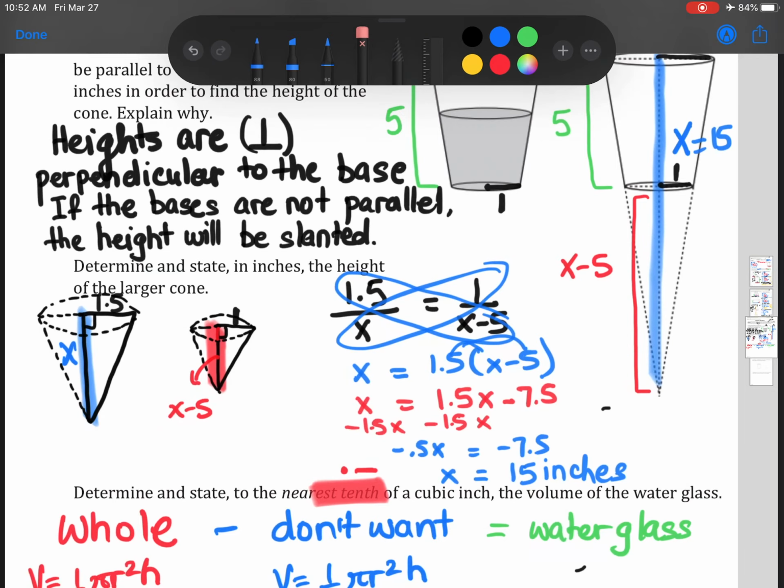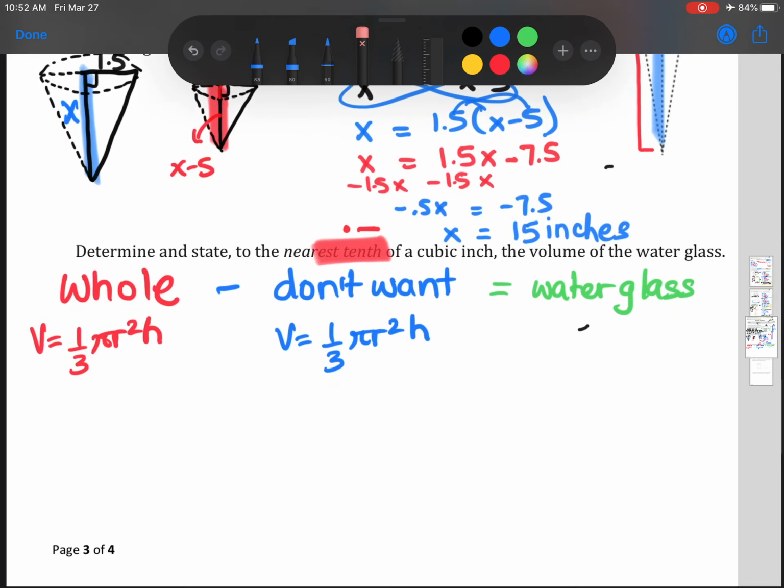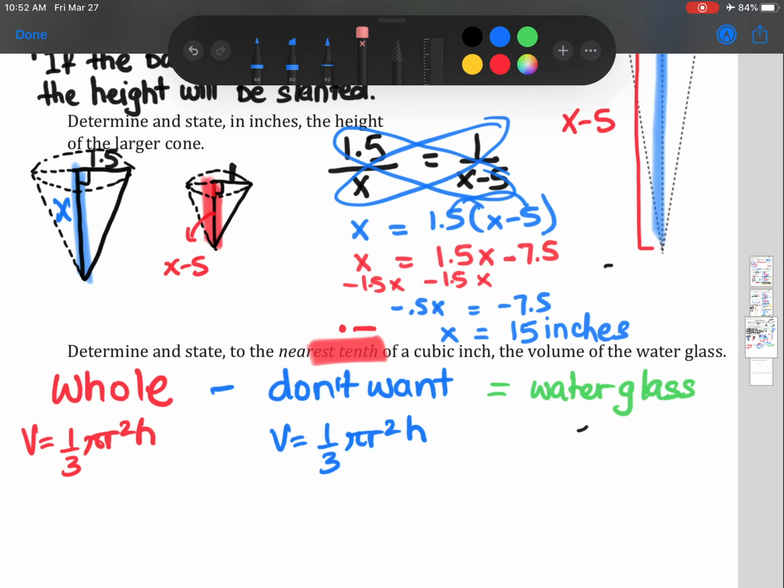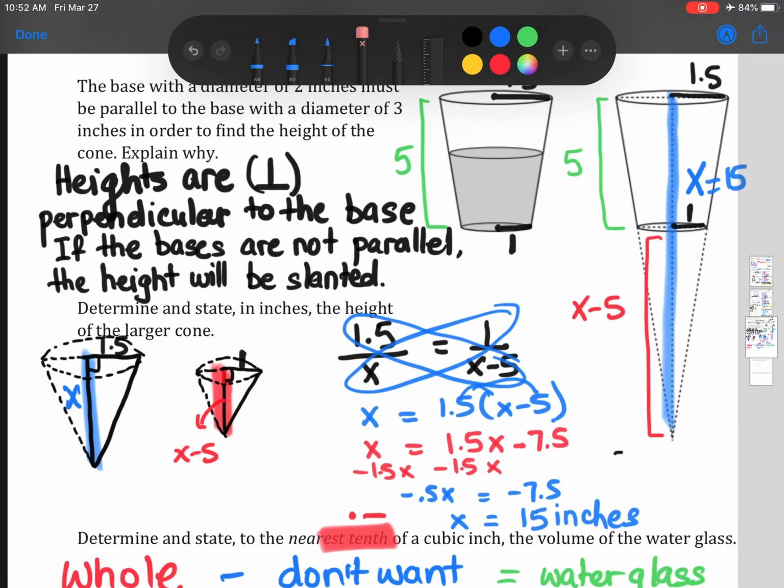Okay, so now the next part says what? Determine and state to the nearest tenth. Okay, the minute it says nearest tenth, that means rounding. 10 has how many zeros? 1, so you're going to round to 1 decimal place. I want you to start putting that. We've been doing that in class, so I want you to continue doing that, right? Of a cubic inch, the volume of the water in the water glass.